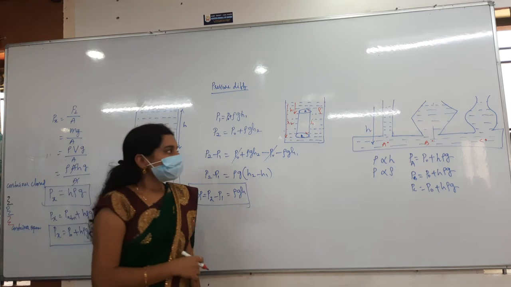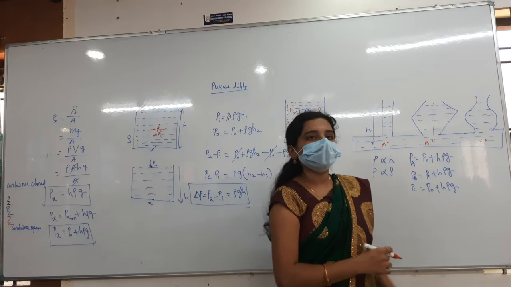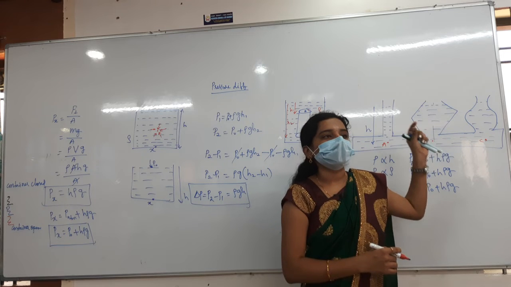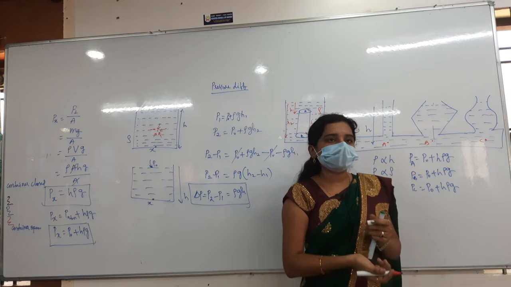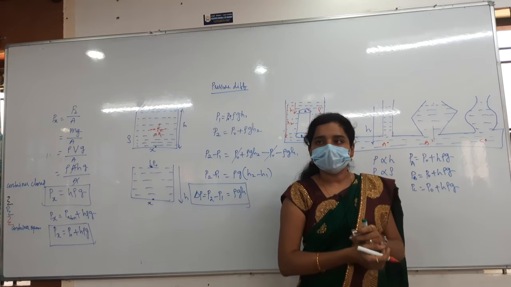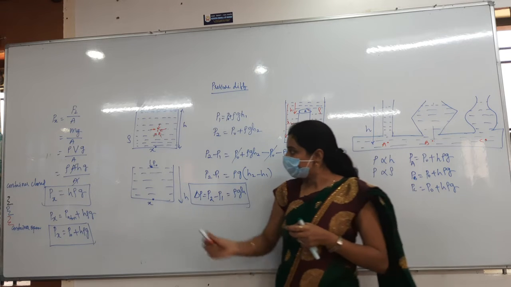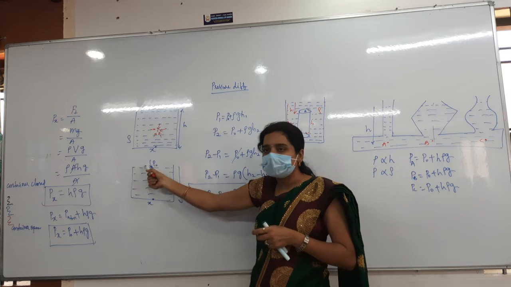And also the pressure at any level will not depend on the shape and the area of the vessels. It depends purely on the height of the fluid column, how much is there. So more height means more pressure, less height means less pressure. That is the difference between them. On the top surface, only atmospheric pressure is there. Why? Because there is no fluid above.